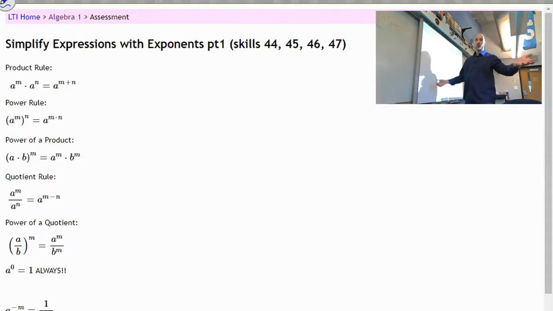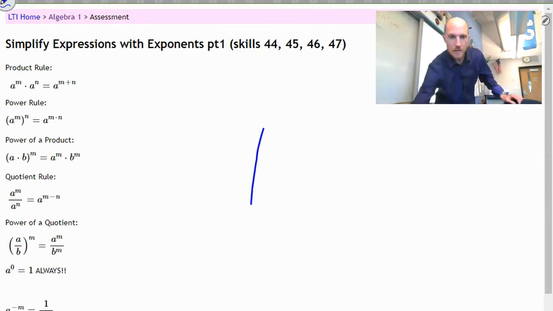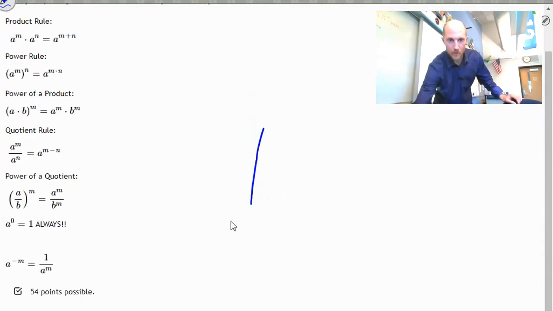All right, hey, so we're here looking at simplifying expressions with exponents, part 1. It's a review assignment. We're going to look at skills 44, 45, 46, and 47. You can see all of the properties of exponents that we have learned over the last week or so summarized here on the introduction page. I'm going to work on 2 different screens.